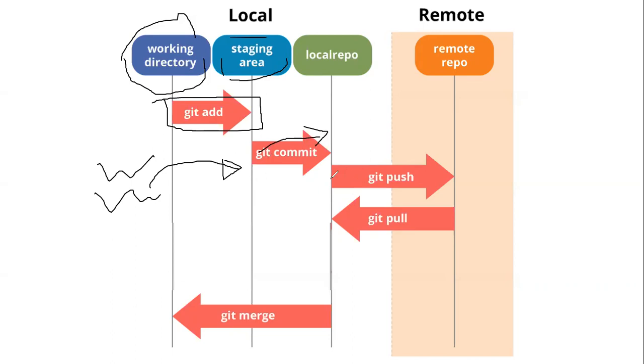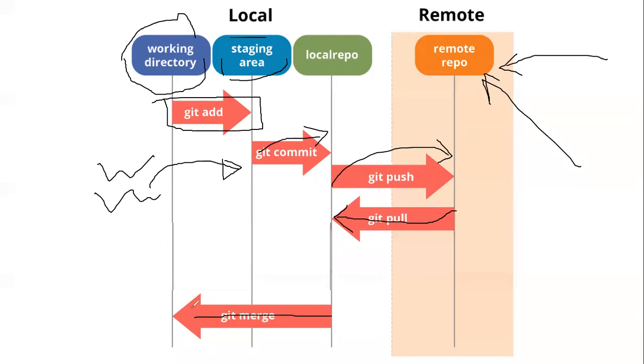Then you can send it to the copy on GitHub, which is the remote repository, by a push command. And then multiple people may be sending push commands to this. Once those things are done here, you can get it back by pull, and you can get it back from the local repository to your working directory by merge.